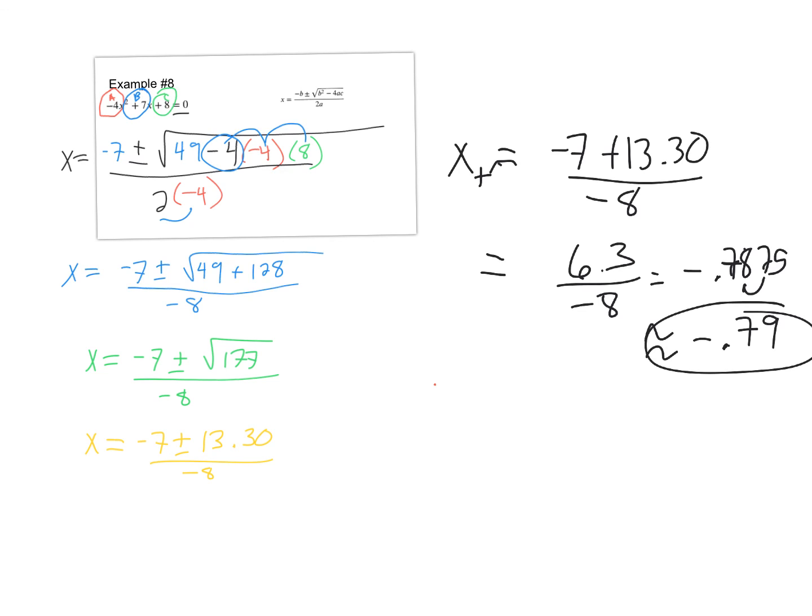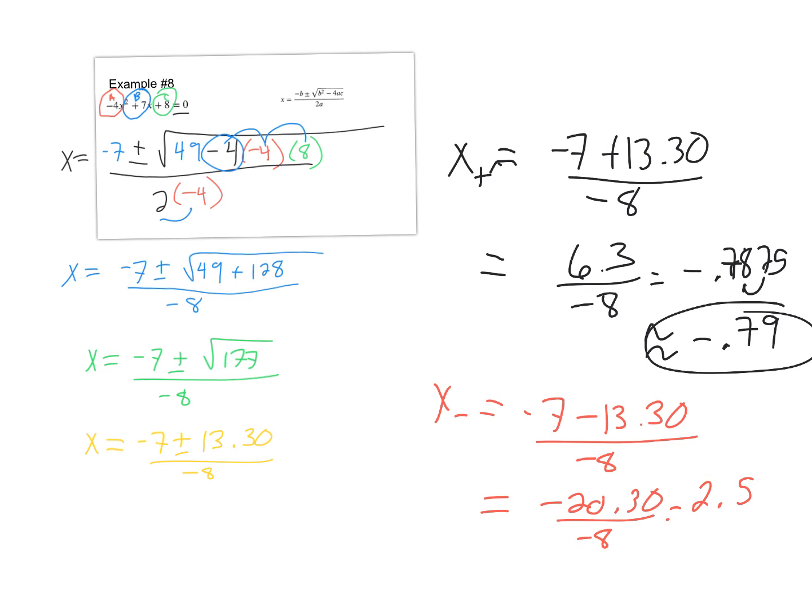All right, let's do the x negative. So let's do negative 7 minus 13.30 divided by negative 8. So when I put this together on the top, I'm going to have negative 20.30 divided by negative 8. Okay, so I divide that out. I get positive 2.5375. So rounding to 2 places, that's going to be 2.54.